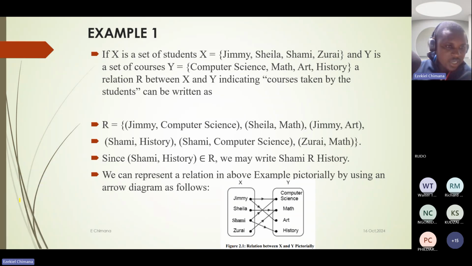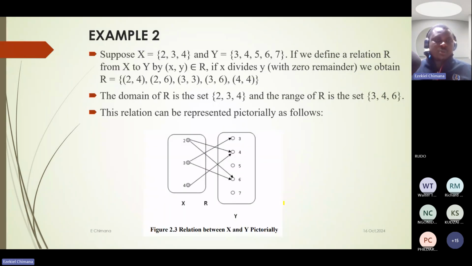Okay. So we can represent a relation in the above example pictorially by using an arrow diagram, just like this, where you can have Jimmy doing computer science, Sheila doing mathematics, Jimmy also doing art, and Shami doing computer science and history. So that's how you present it.